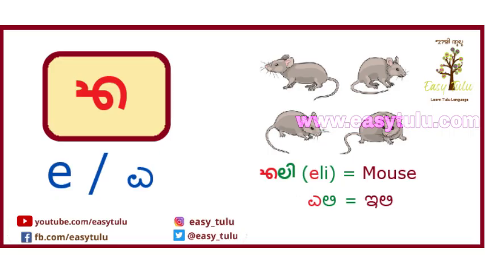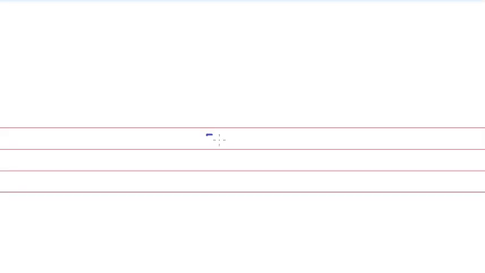Next one is A. This is the short A sound. Example, Eli means mouse. Ili in Kannada. Let us see how it is written.